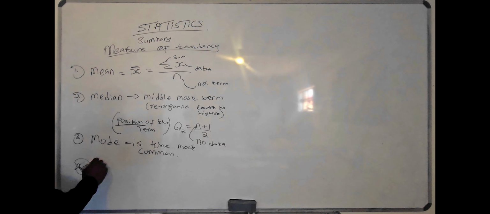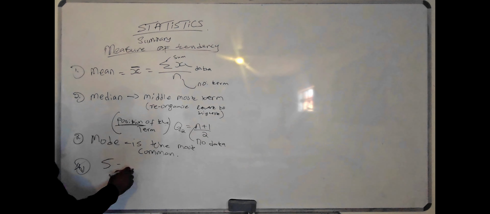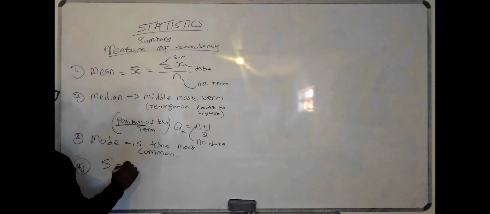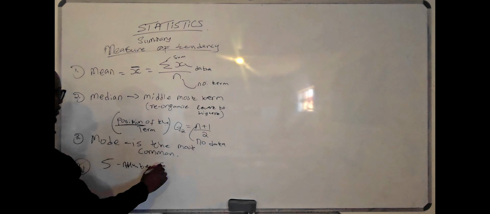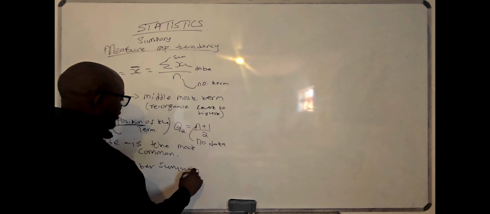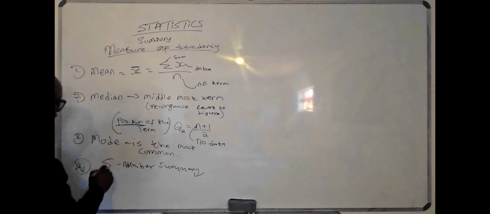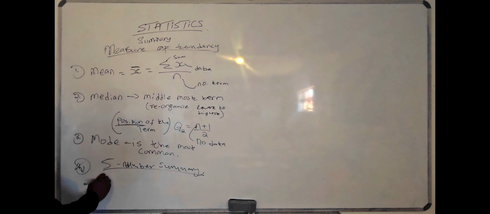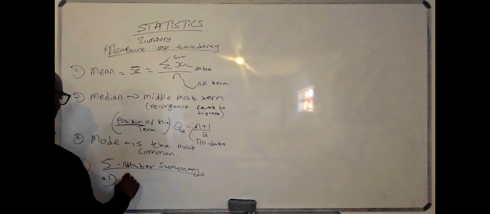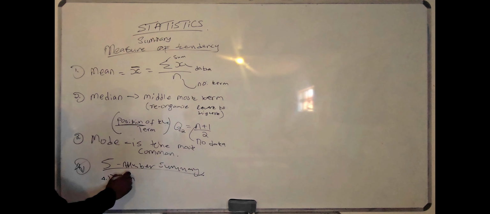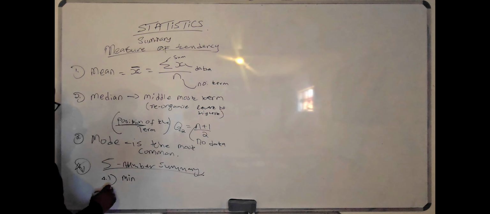Number 4, we have the 5 number summary. In grade 12, I wrote 5 summary numbers. I said, no, it's not like that. It's 5 number summary. Okay, let's see, 4.1. You've got the minimum, which is the lowest number.